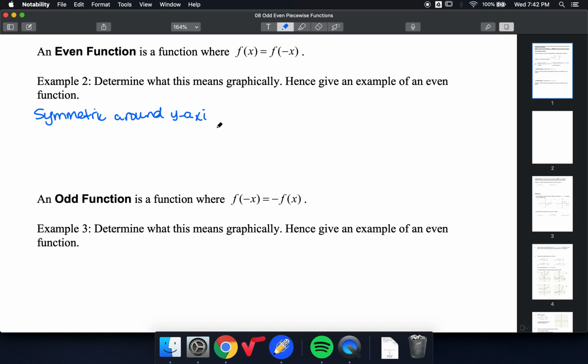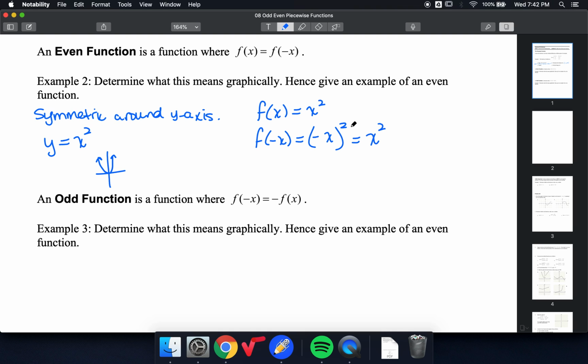So what that means is that my function y equals x squared is actually even. I know that that looks like this, symmetric around the y-axis, but I'm going to prove it this way. So when I prove it, I'm going to say if f of x is x squared, f of negative x would be negative x quantity squared, which is x squared. So they're the same. Therefore, it's even.